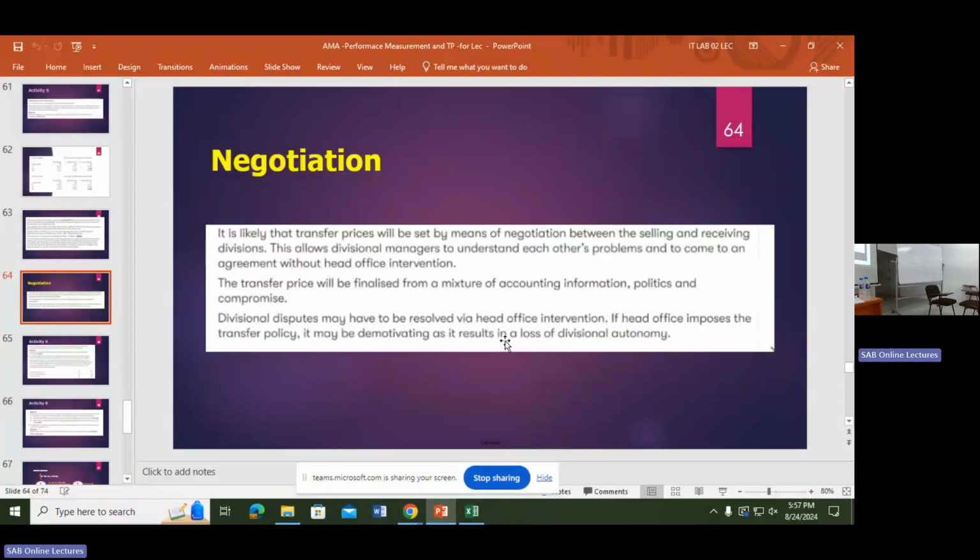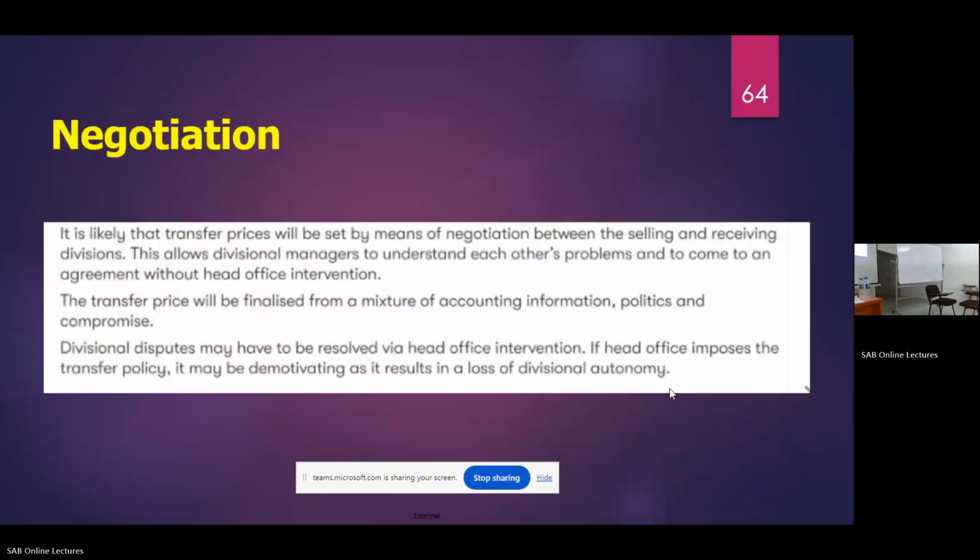Right. Then we can move to setting the transfer price with negotiations, how we can set the transfer price with the negotiation between the transferring division and supply division and the receiving division.